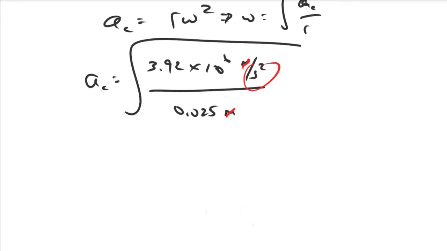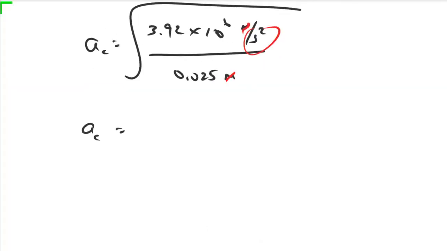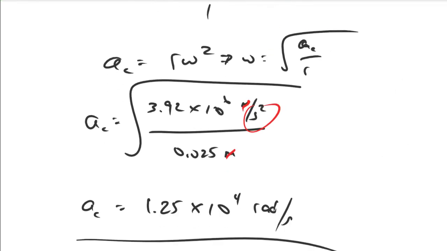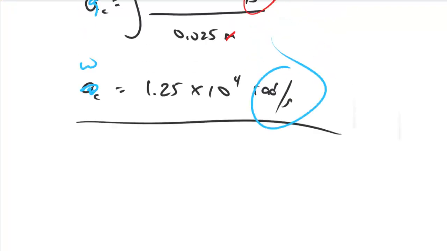And so this comes out to be 1.25 times 10 to the fourth radians per second. And this is the centripetal acceleration, although, oh, I'm sorry, this is not the centripetal acceleration, this is omega. I'm really sorry about that. This is the angular velocity, which is radians per second, the units of angular velocity. So we are supposed to find this, though.